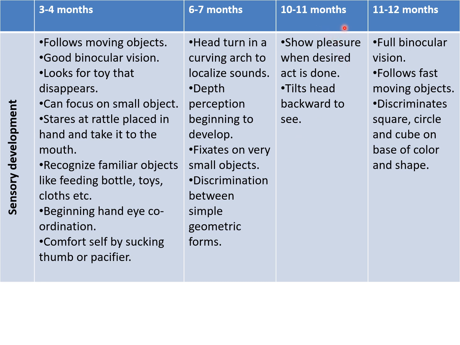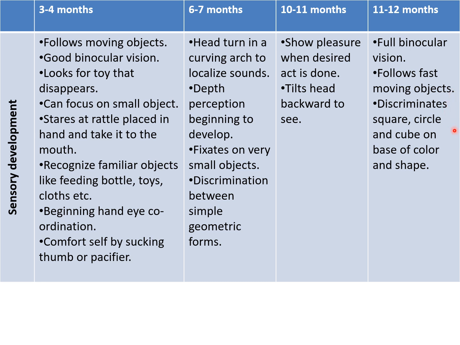Then 10 to 11 months. Show pleasure when desired act is done. We can see a smile on the face when they are catching a toy. They tilt their head backward to see. So this is the time when they will be looking at the back also to see. At 11 to 12 months, full binocular vision has come and they will follow fast moving objects. So this is the time when we provide moving toys to a child and they can follow the fast moving objects. They will be seeing through the eyes.